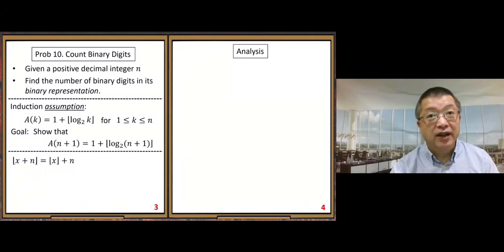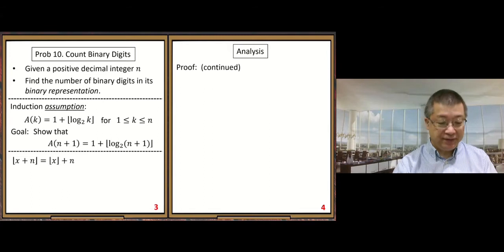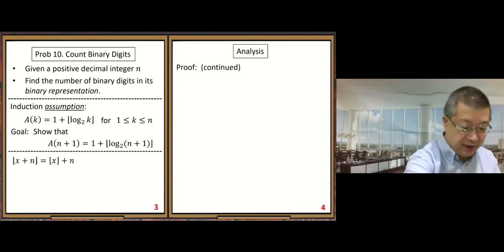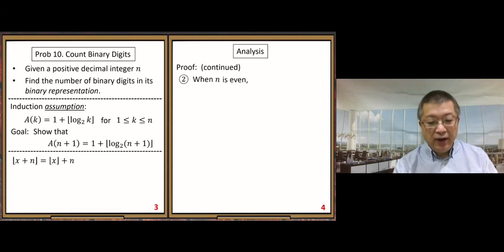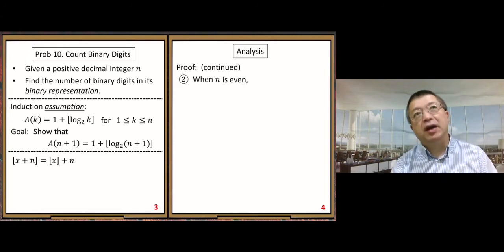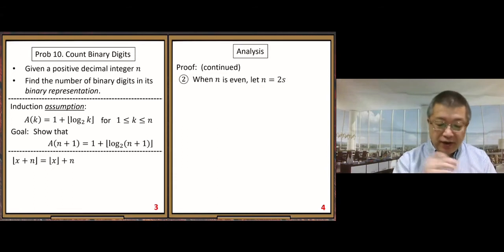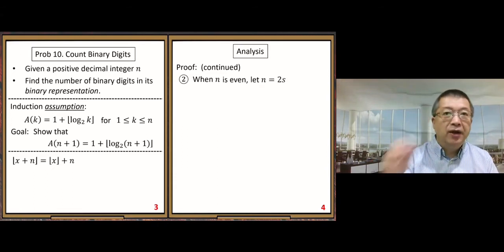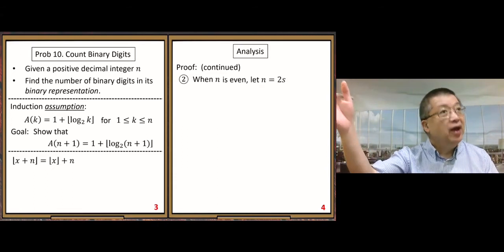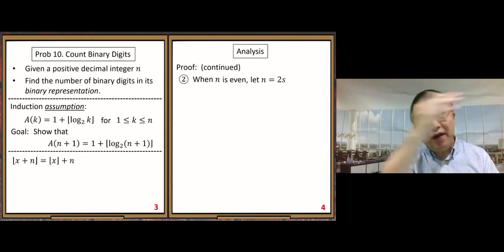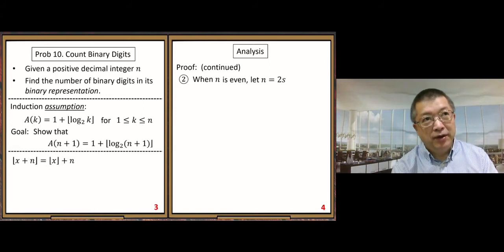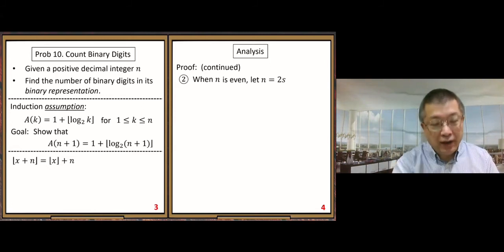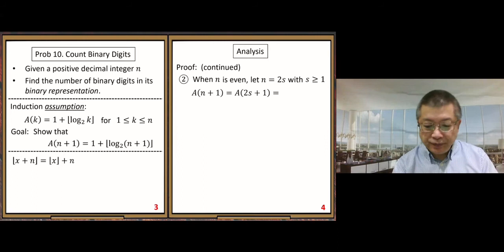Next, the other case. So now let's do the other case. Still another half of the work. Sorry, the even case. We did the odd case first. So the even case: this time n equals 2s. We use a similar way, left-hand side and right-hand side, with the mathematical induction assumption.